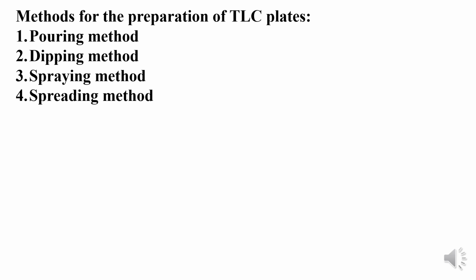Now let's discuss the different methods for the preparation of TLC plates. Now 4 methods can be used: pouring method, dipping method, spraying method and spreading method. Of all these 4 methods, the spreading method is widely employed, as a silica gel layer of uniform thickness can be obtained over the glass plate. And spreaders are commercially available that can be used for spreading the silica gel slurry over the glass plates.